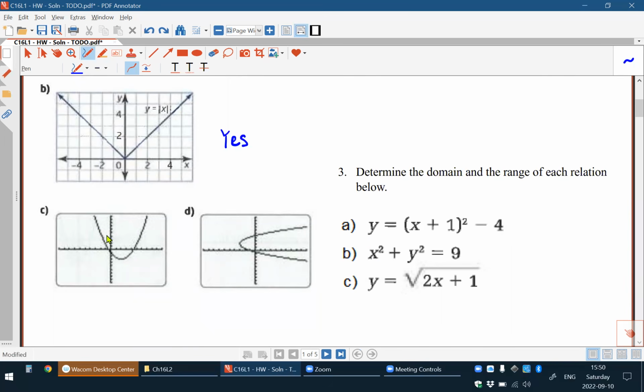Okay, for this one, again, use the vertical check. For any given x, there's only one value of y that corresponds to x. So again, y is a function of x, right? How about this one? If you check here, for a given x, there are two values corresponding to the same x. So y is not a function of x, right?